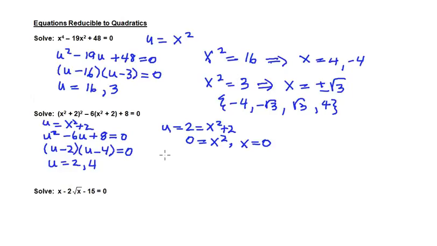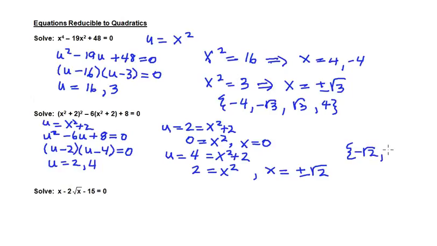From our second solution, that u is equal to 4, we'll substitute in x squared plus 2 for u. We isolate x squared by subtracting 2 from both sides, and we get 2 is equal to x squared. And finally, solving for x, we'll take the positive and negative square root of both sides, so we get x is equal to plus or minus square root of 2. When we look at the solution set, we can see that x is equal to a negative square root 2, but also 0 or a positive square root 2.